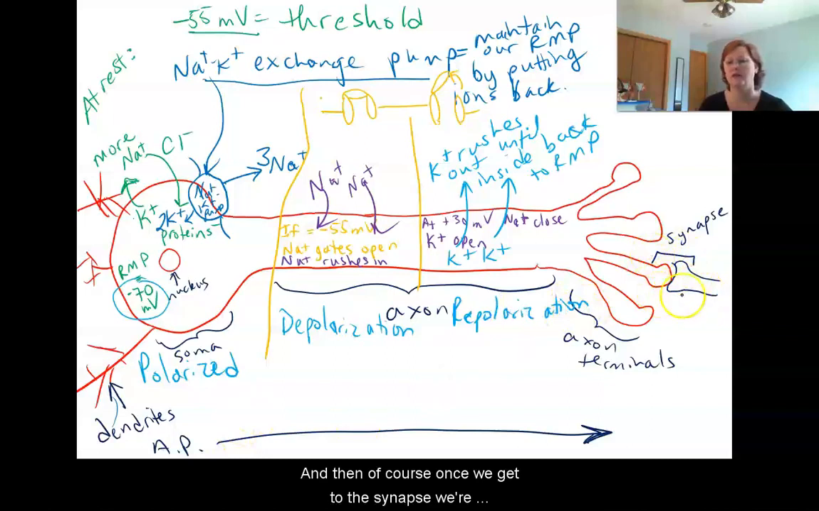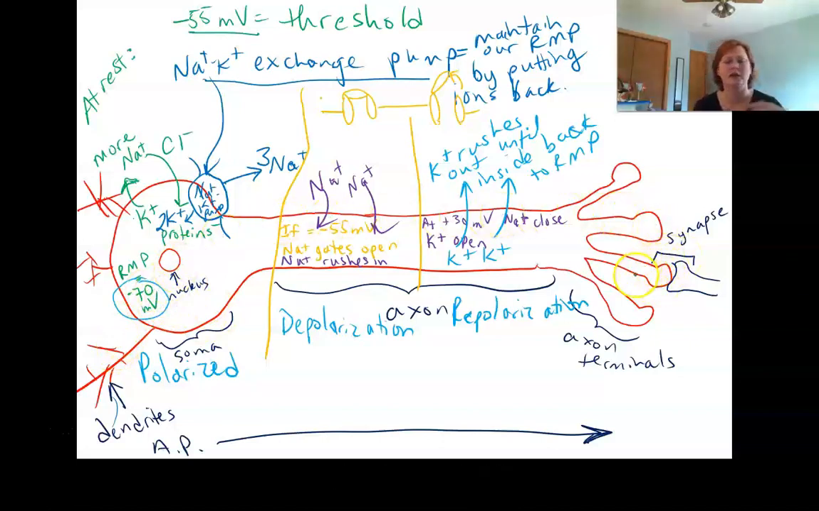And then, of course, once we get to the synapse, we're going to have to do something there because we basically put a letter in the mail and it traveled all the way through the Postal Service and got to our family member's town, but it still has to get put in a mailbox before they're going to get the letter.